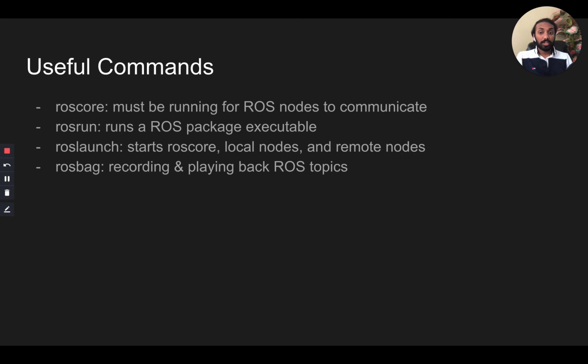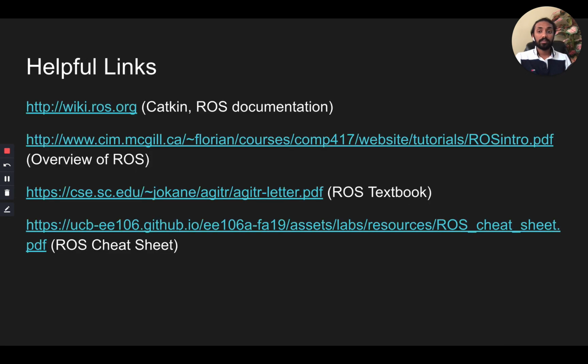You have roslaunch, which starts roscore and any local nodes or remote nodes that you need. So if you have a launch file, that launch file will specify this Python node that you create and will run it, and you can run this remotely. And finally, rosbag. So maybe you want to record a topic. rosbag will help you do that, and it'll actually let you play back that topic as well. So if you're doing some debugging, this could be a really helpful resource.